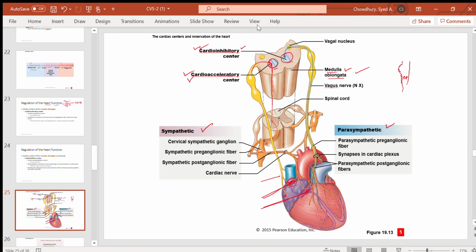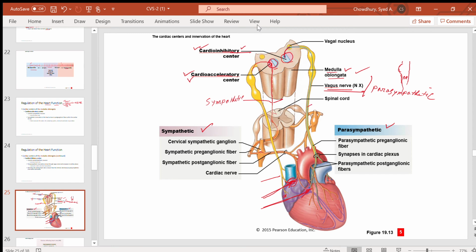Signal will come from the cardio inhibitory center, you see cardio inhibitory center, and through the parasympathetic or vagus nerve. Vagus is parasympathetic, okay, and from acceleratory through the sympathetic. So red one is showing sympathetic and yellow is showing parasympathetic, okay?